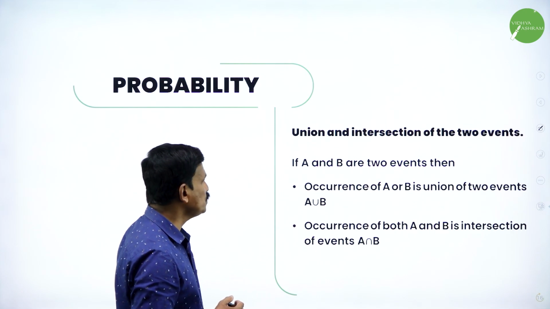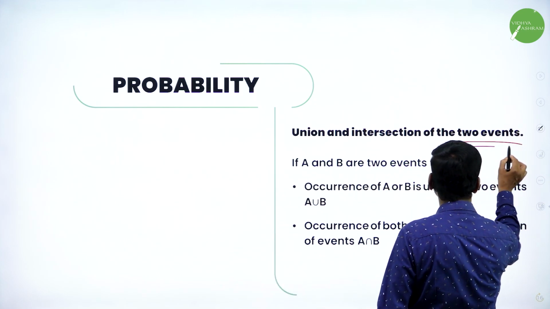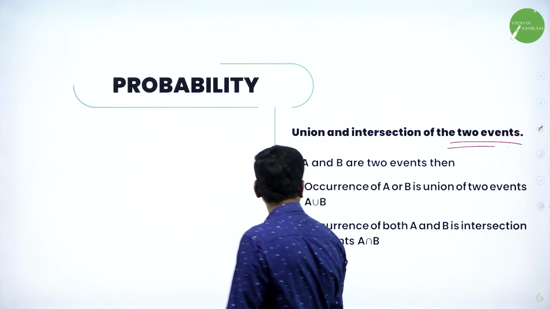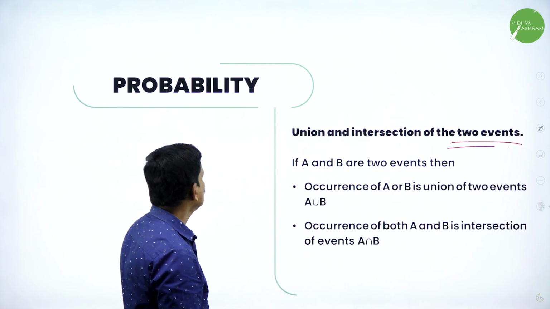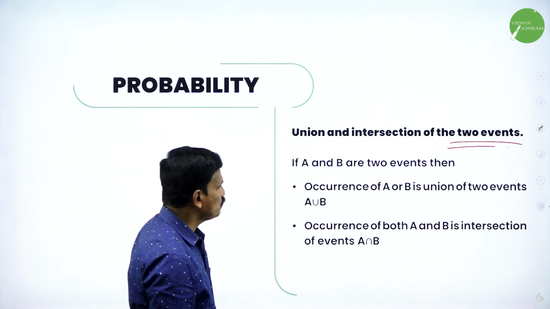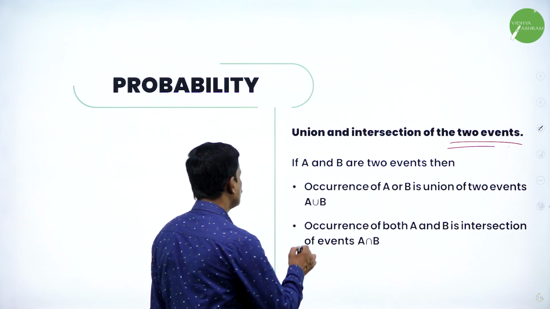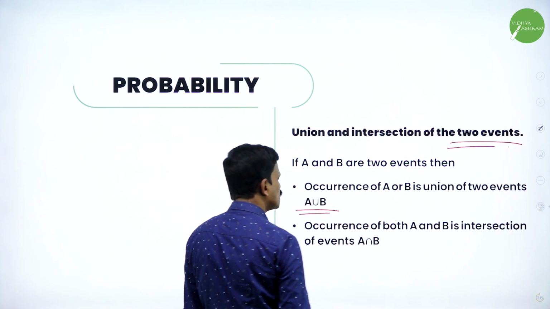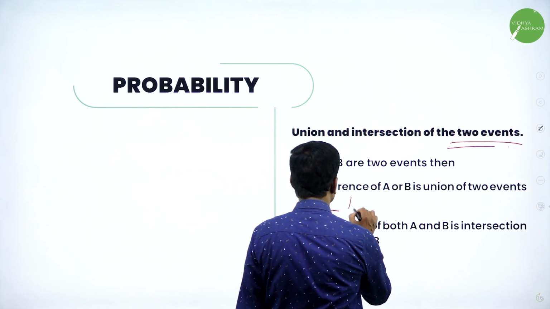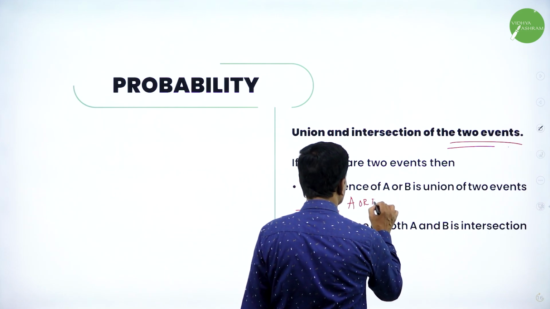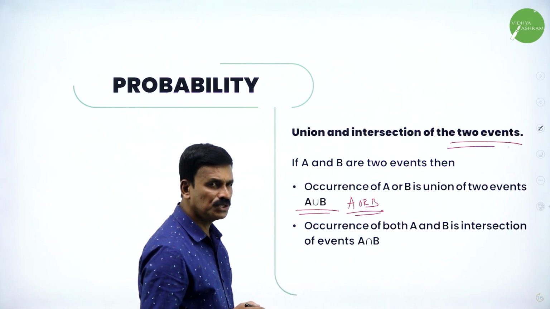Next, union and intersection of two events. Suppose A and B are any two events. Then the occurrence of A or B is called the union of the two events, denoted as A union B. A union B means A or B.